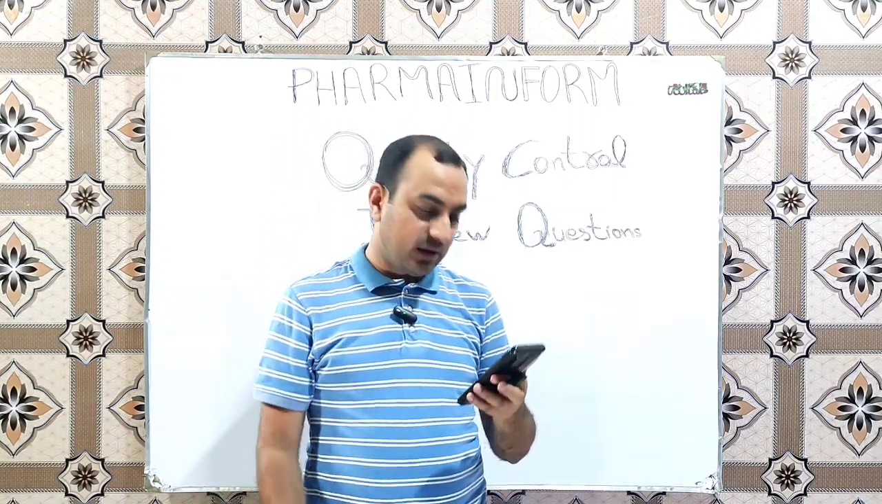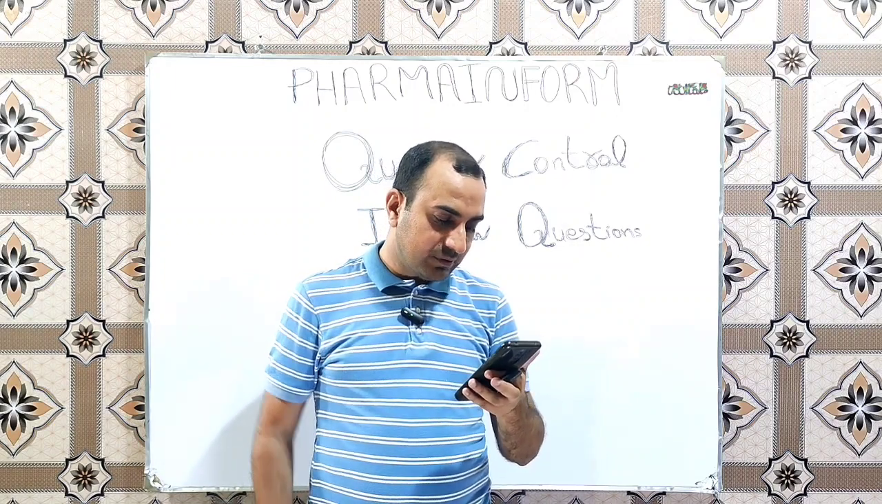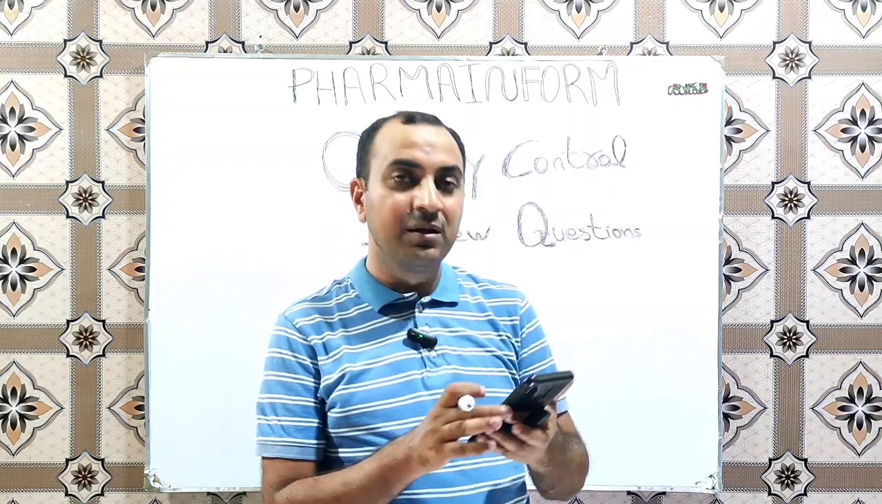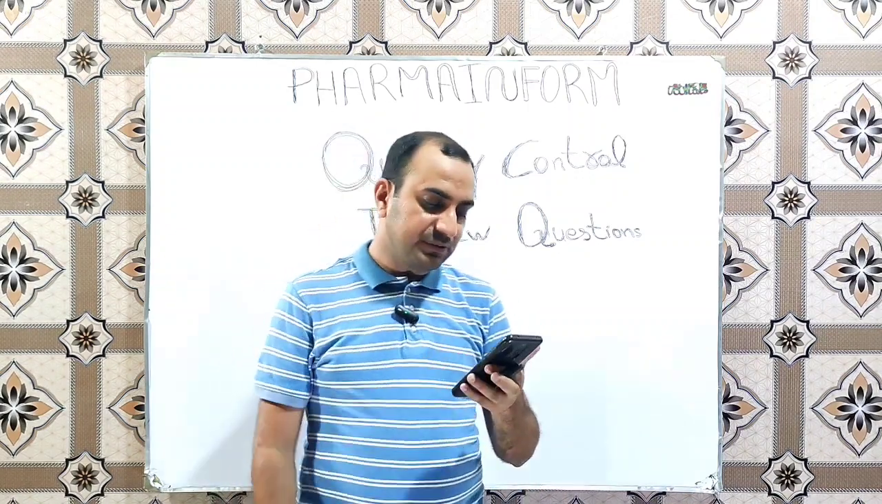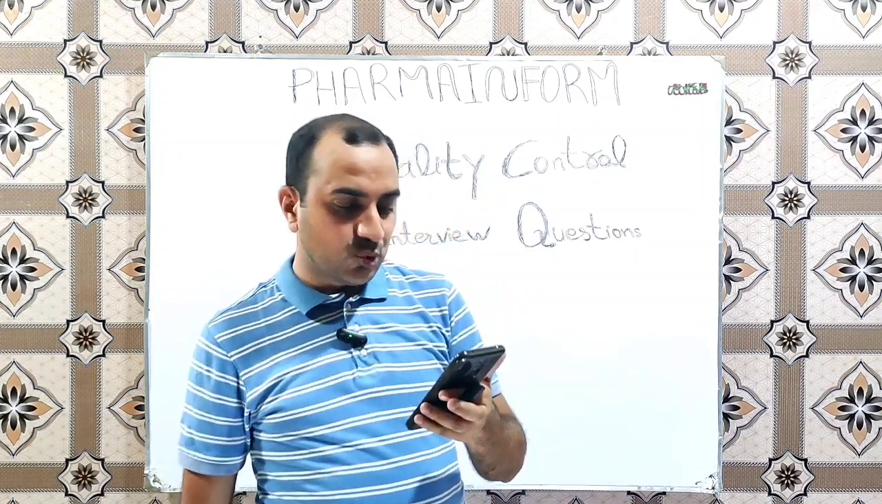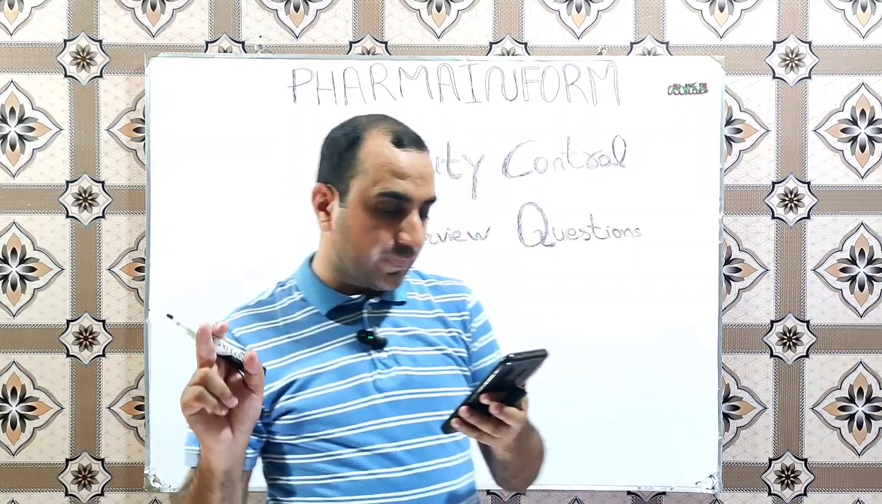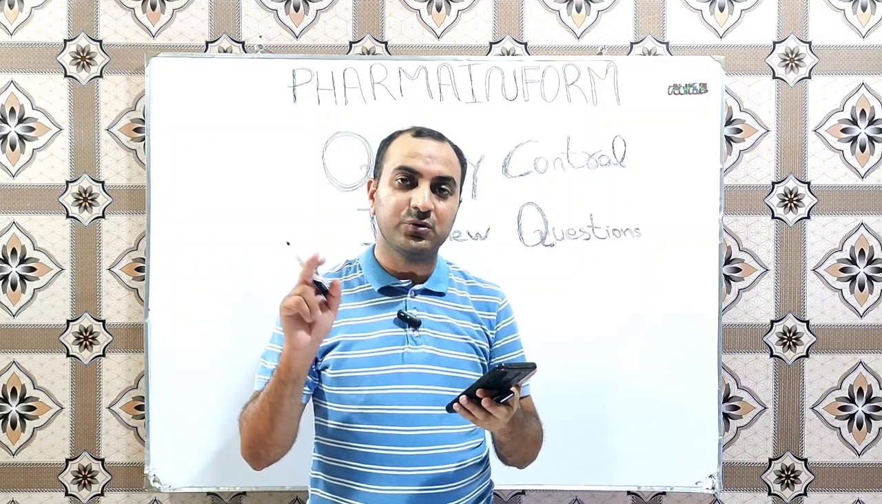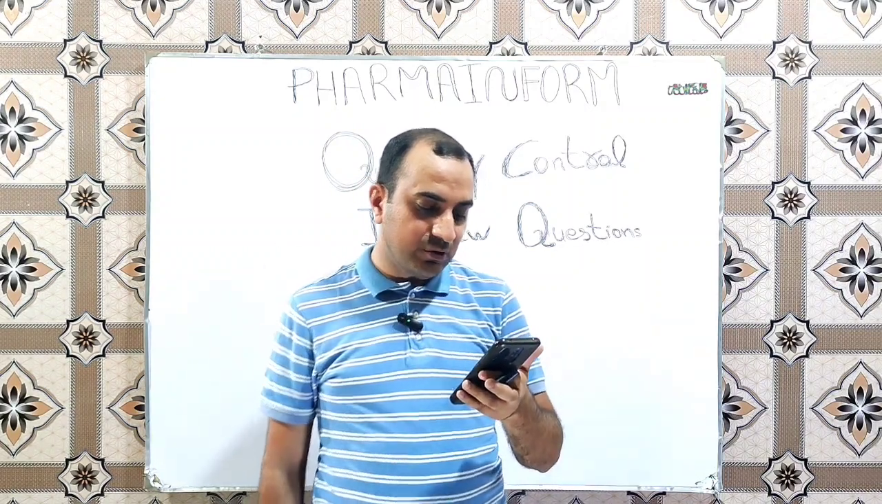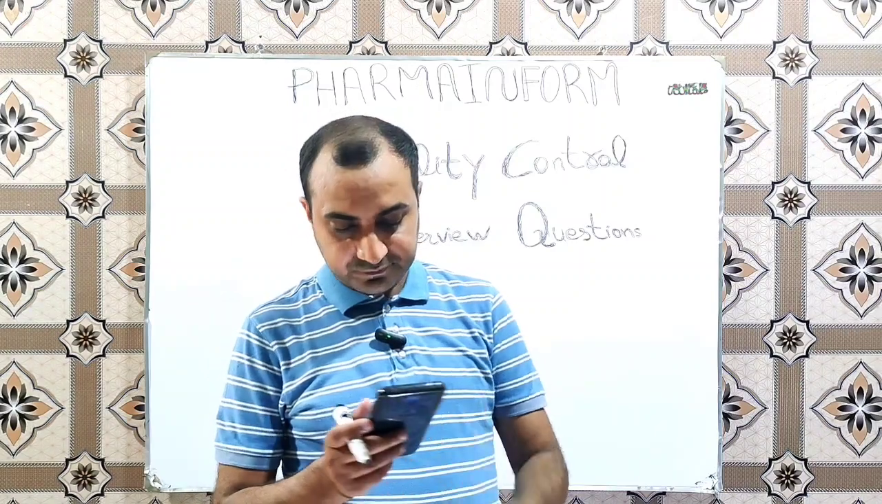What is Lambert's law? Lambert's law states that absorption is proportional to the path length. What is UV visible range? The ultraviolet visible range is 200 to 800 nanometer. The UV range is 200 to 400 nanometer. Visible range is 400 to 800 nanometer.